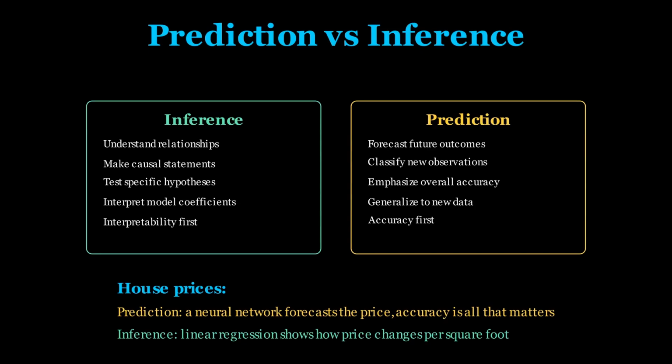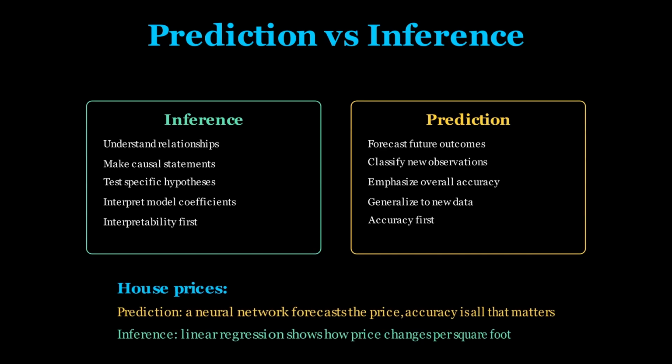Consider predicting the price of a house based on size, location, and age. For prediction, we might use a complex model like a neural network. We don't need to understand how each feature affects the price. We only care about accuracy. For inference, we would use a simpler, interpretable model like linear regression to understand how much the price increases per square foot or how location affects the price.